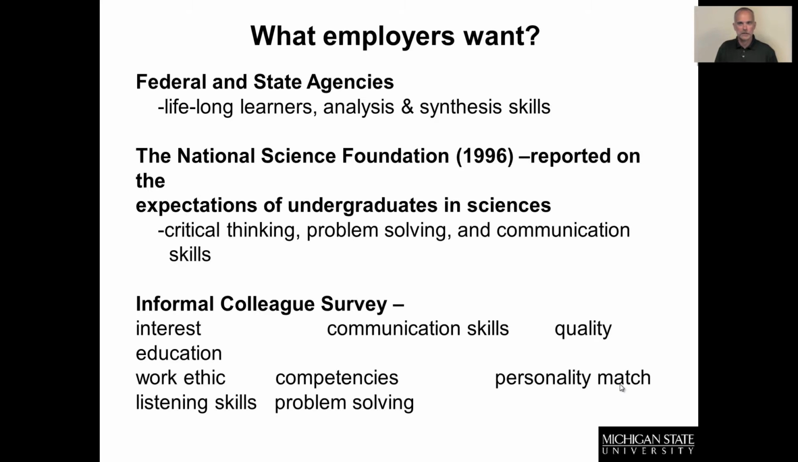So federal and state agencies, work that's been published. They want lifelong learners, people with good analytical and synthesis skills. The National Science Foundation published a report back in '96 that surveyed some employers of undergraduates in sciences, and these three were overwhelmingly the three top picks: people with critical thinking, problem solving, and communication skills. It's not that disciplinary content knowledge wasn't important, but by the time people got interviewed and offered positions, these were the things that they were really looking for.